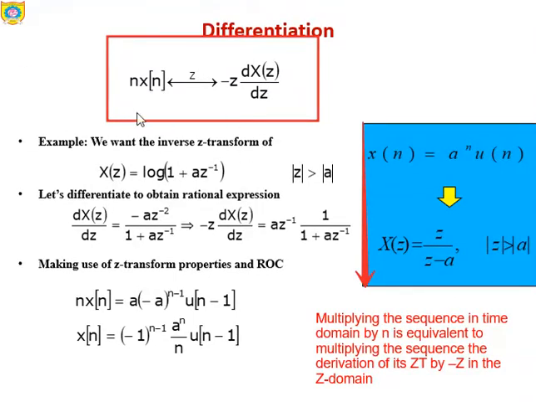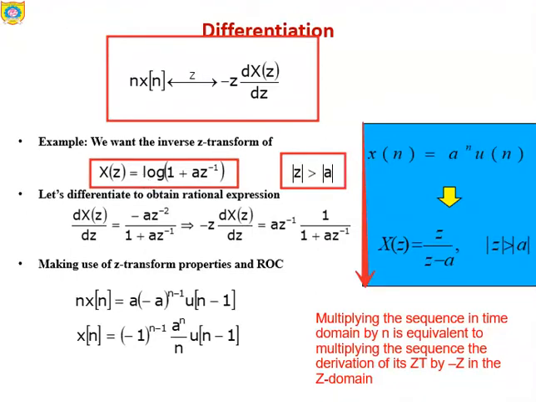To get this, let's proceed to the right hand side. On the right hand side I can take one example to solve this particular property. Let's say we want the inverse Z transform of X of z equal to log of 1 plus a z inverse, and the ROC is given as mod z greater than mod a. So let's differentiate both sides.